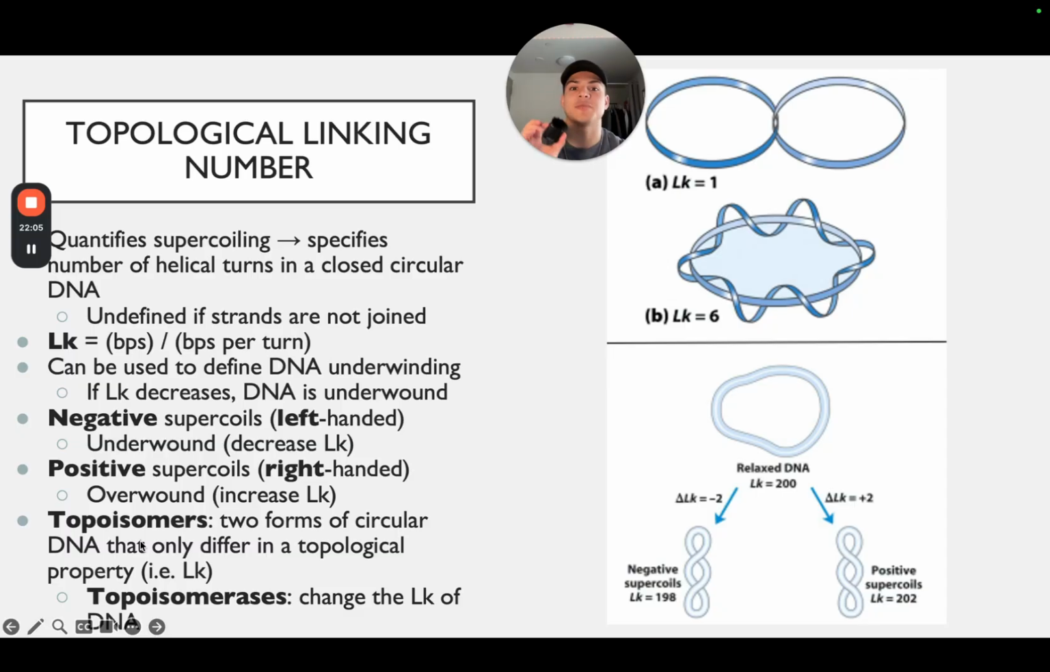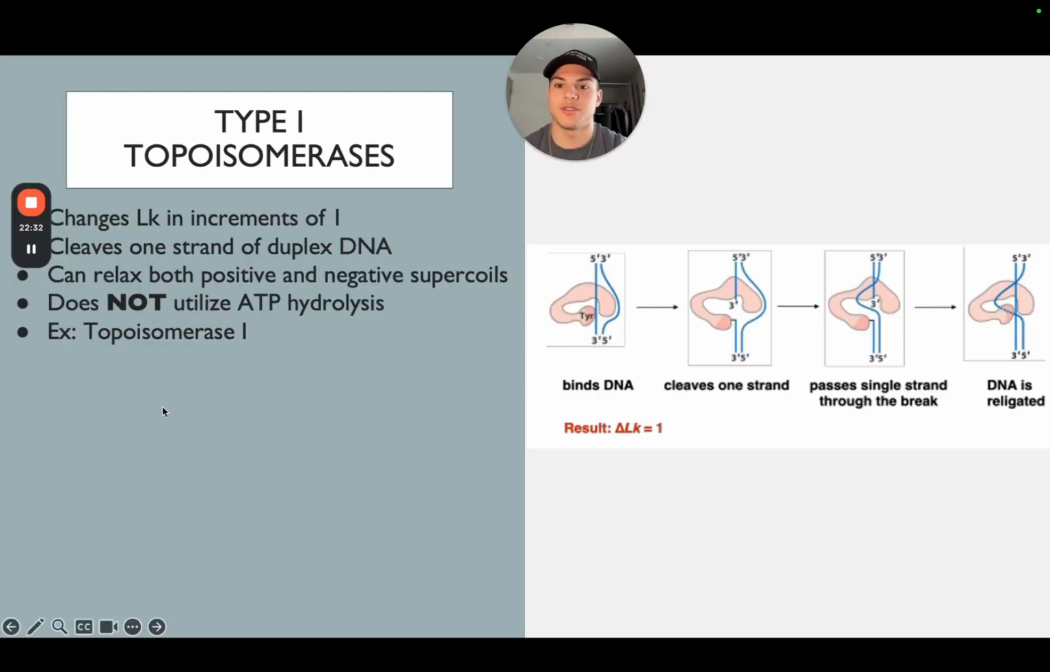And then topoisomers are the enzymes, no, topoisomers are not enzymes. That's topoisomerase. Topoisomers are 2 forms of circular DNA that differ in a topological property, for example linking number. So if you have 2 DNA strands, one is overwound, one is underwound, then those are topoisomers. And topoisomerases change the linking number of the DNA to be wound, overwound, underwound, and whatnot. So there are 2 types.